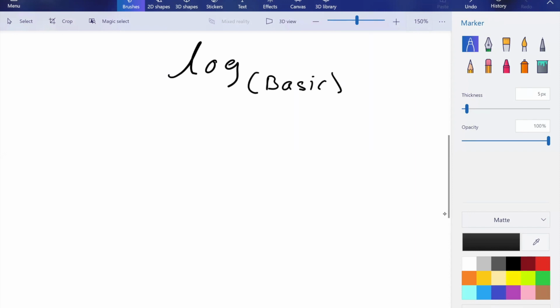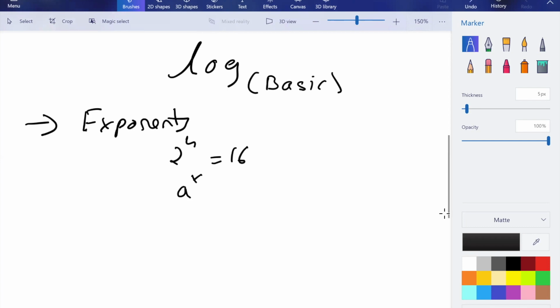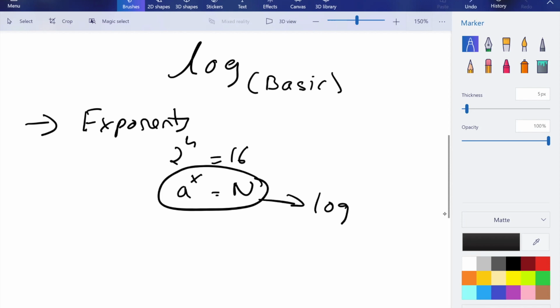Now we are all very familiar with exponents. We know that 2 raised to 4 is equal to 16. We know that this is an exponent. This is an exponential function. So we can generalize that a raised to x is equal to n. Any number can be represented in an exponential relation. This same relation can also be expressed in one more way, that is log.